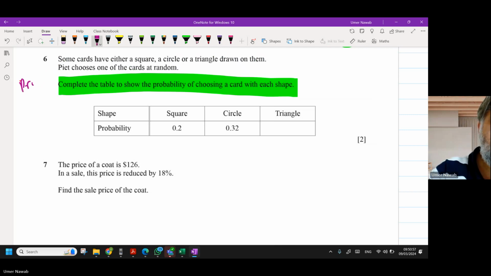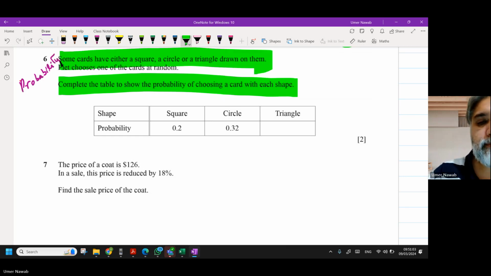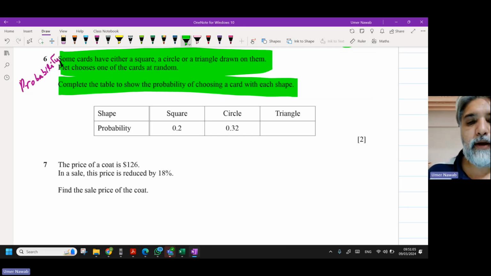So this is probability. Now, you can also count this question in the statistics unit, but probability and statistics are one main topic, and probability is a subtopic of that. Some cards have either, so you guys have seen the table is already given to you.